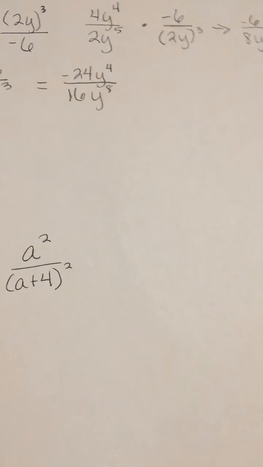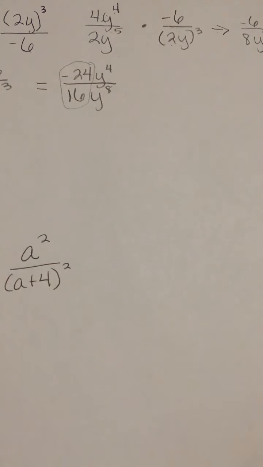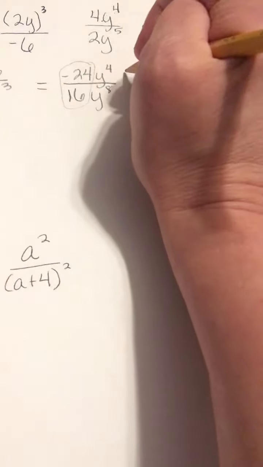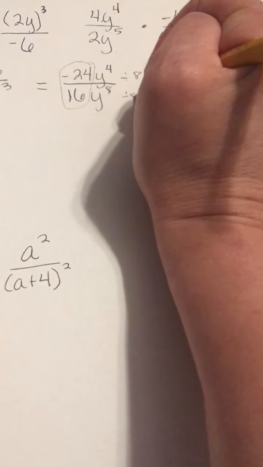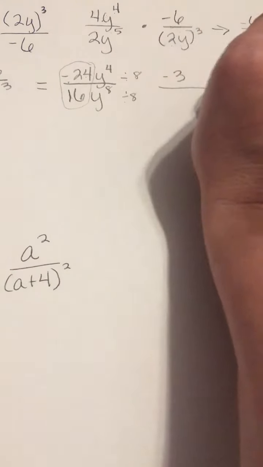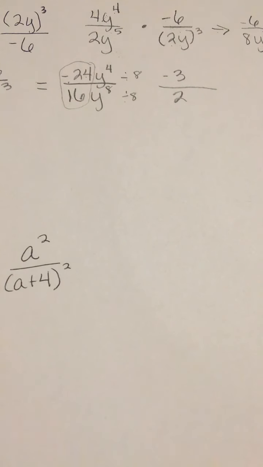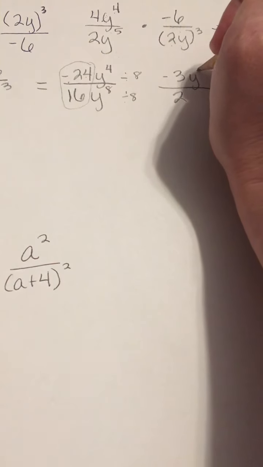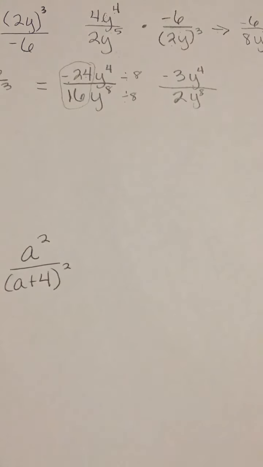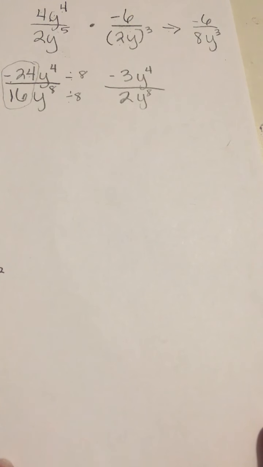Now I'm going to simplify that. Let's look at our numbers. I've got negative 24 and a 16. Just pretend that's a fraction. What number do they have in common? Well, 24 and 16 have a common factor of 8. So if I divide both of those numbers by 8, negative 24 divided by 8 is negative 3, and 16 divided by 8 is 2. Then you could go ahead and bring down your y to the fourth and your y to the eighth if you want to. Now I've got negative 3 over 2, that's as simple as it can get.